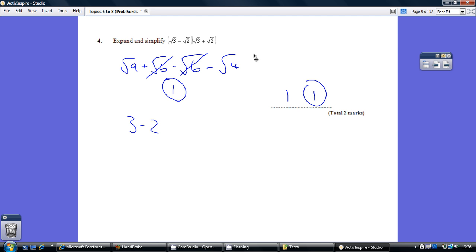Question 4 solution. Remember, you just do the usual FOIL, multiply out. First term multiplies both terms in the second bracket, then second term multiplies both terms. Write them all out. Middle two cancel. Square root of 9 is 3. Square root of 4 is 2. 3 take away 2 is 1.